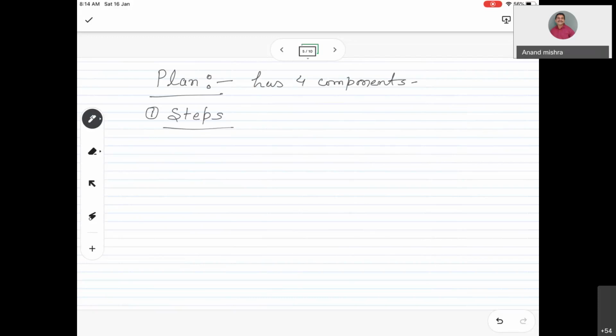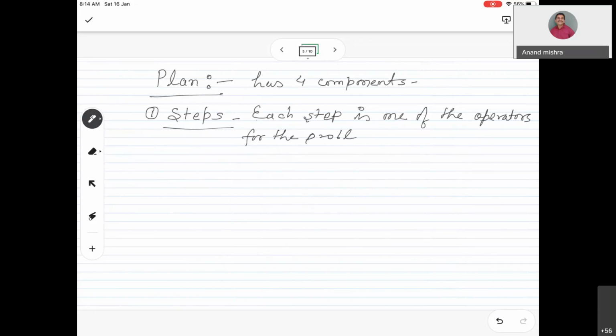A set of plan steps. Each step is one of the operators for the problem. These terms, operators and actions, are used interchangeably. Operators for the problem.